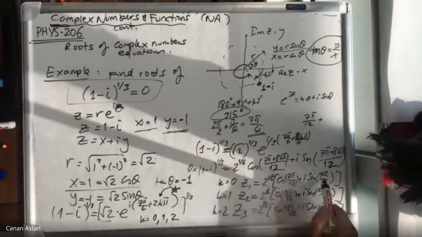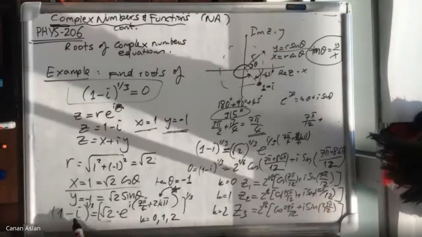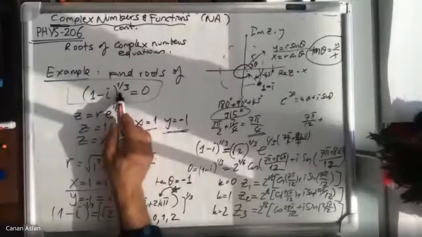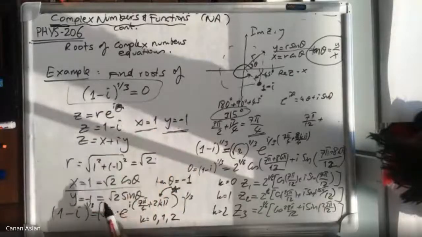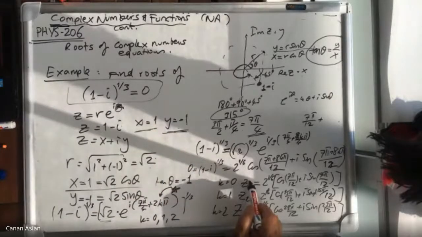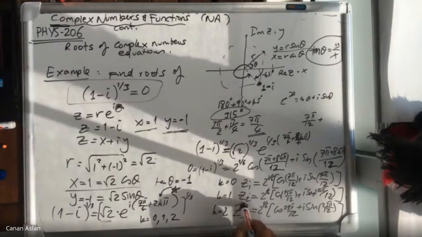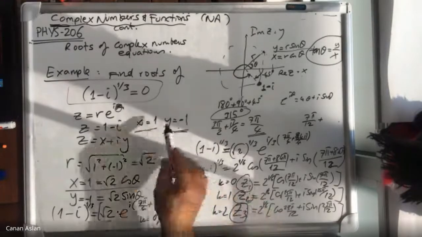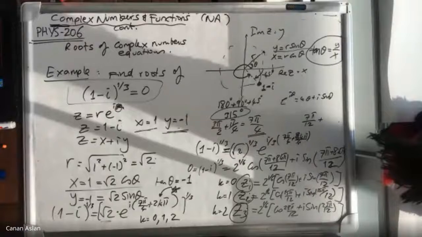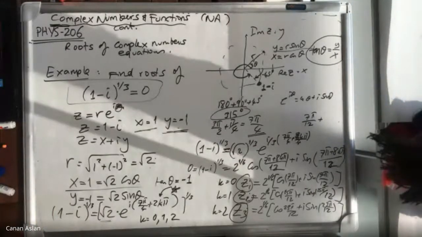So when you put these complex roots into this 1 minus i to the cube root, it gives you exactly 0. So whether you put this one or that one or this one, you will get 0 for the root. So this is the first example to be solved. Any questions?